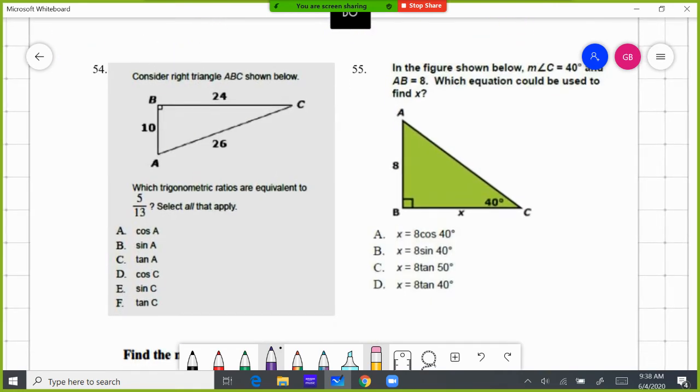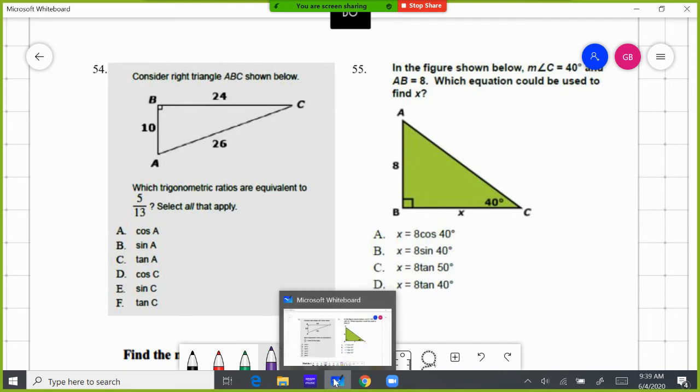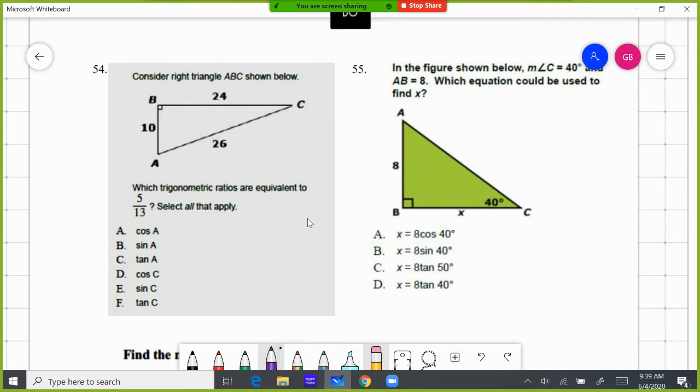54. Consider the right triangle shown below. Which trig ratios are equivalent to 5/3? Select all that apply. Alrighty, so trig ratio, SOHCAHTOA. The cosine of A, adjacent. The adjacent of A would be 10. And the hypotenuse is 26. And that simplifies to 5/13. So A is correct. We need to select all that apply, so we need to check them all.